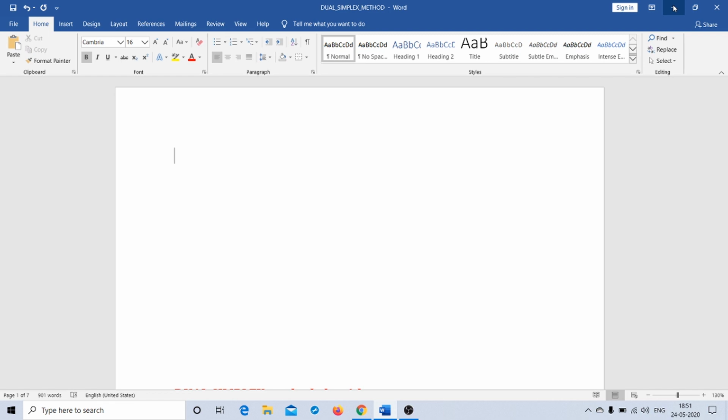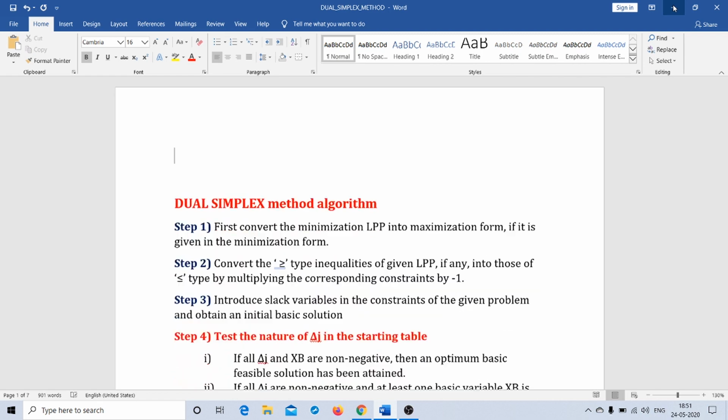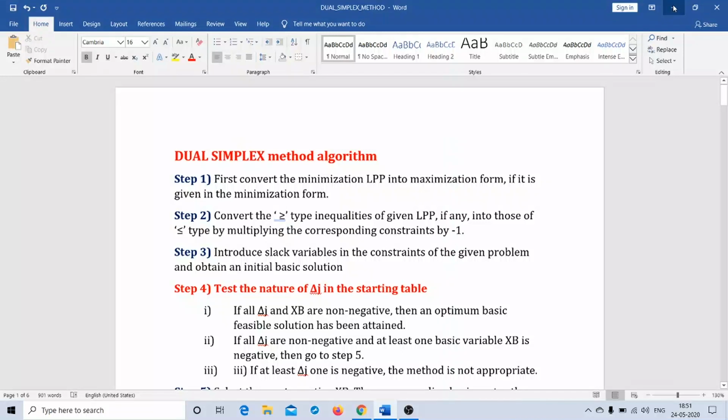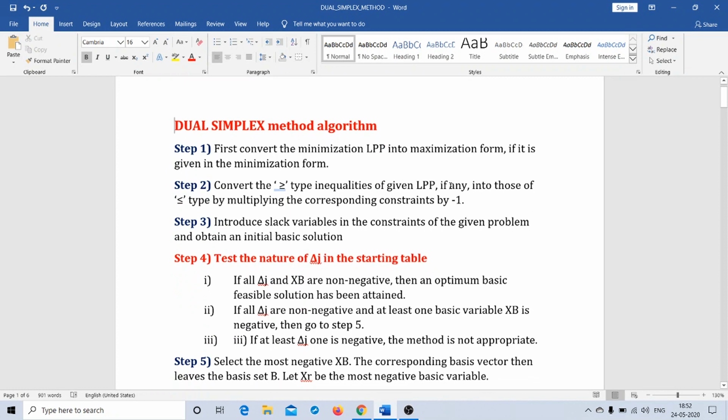Now in this particular video, we are going to have a look at the dual simplex algorithm. That means the algorithm which is required to solve the linear programming problem in its dual fashion, right? So the steps are given in front of you. Just have a look at it. Of course, we'll try to understand this algorithm with the help of an example. The more and more problems you solve, the more and more grip you'll have on the algorithm.